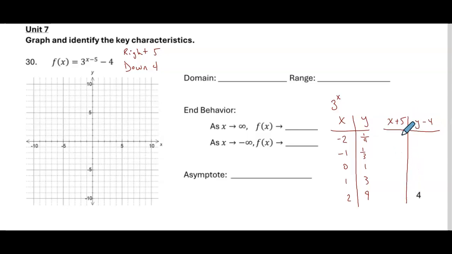So I go back to my original numbers. -2, add 5 is +3. -1, add 5 is +4. 0, add 5 is 5. Then 6, then 7. Now subtract 4, so I start with 1/9. 1/9 minus 4 is -3 and 8/9. Calculator's fine if you want to make that a decimal. 1/3 minus 4 is -3 and 2/3. 1 minus 4 is -3. 3 minus 4 is -1. 9 minus 4 is 5. So there's my new points. It's not movement, those are my new points.